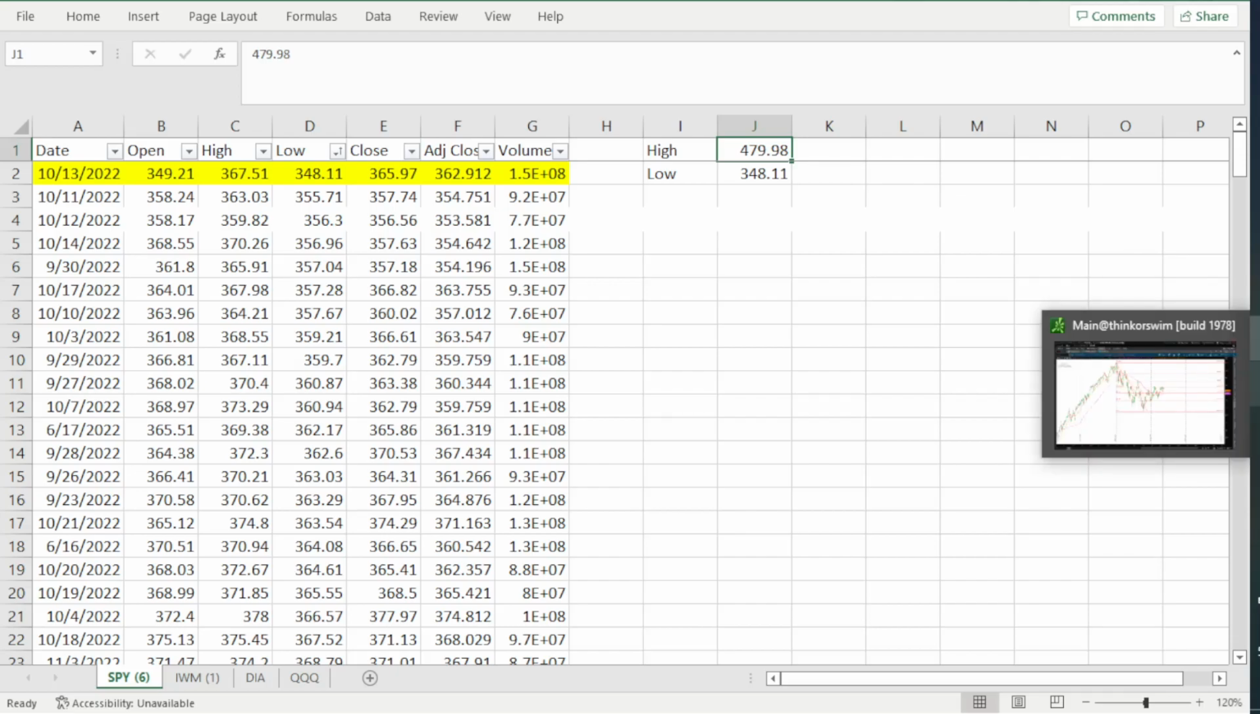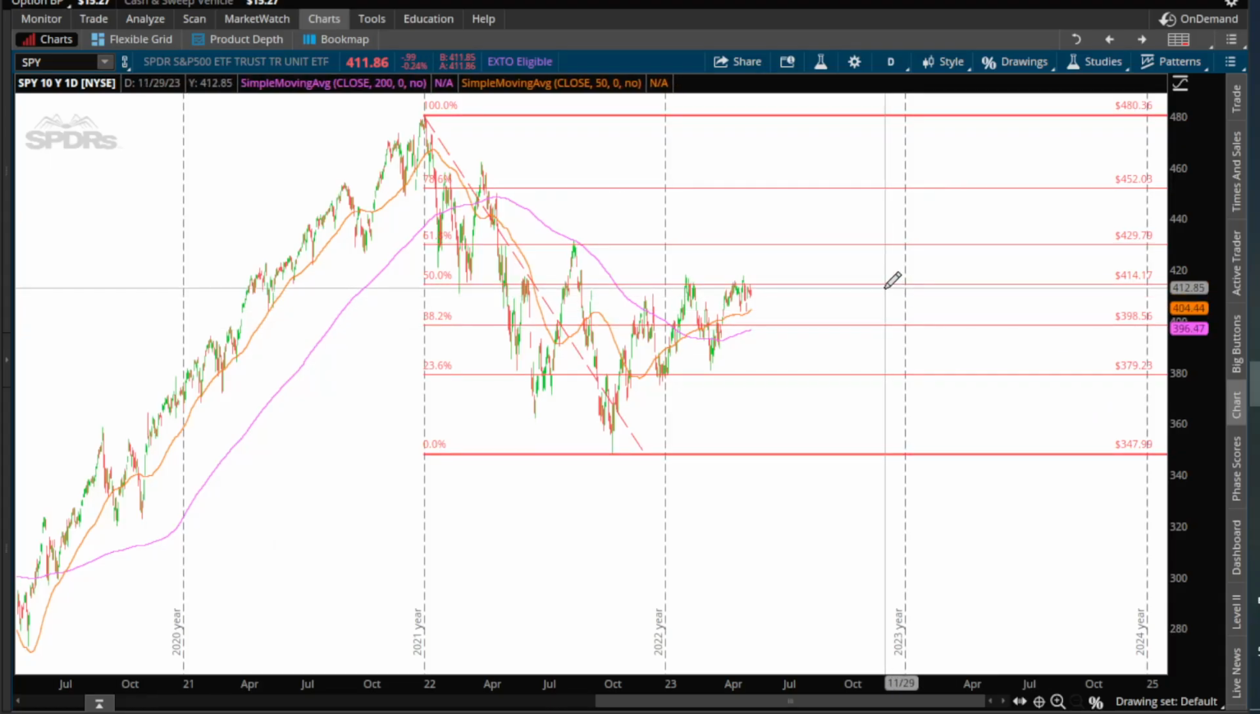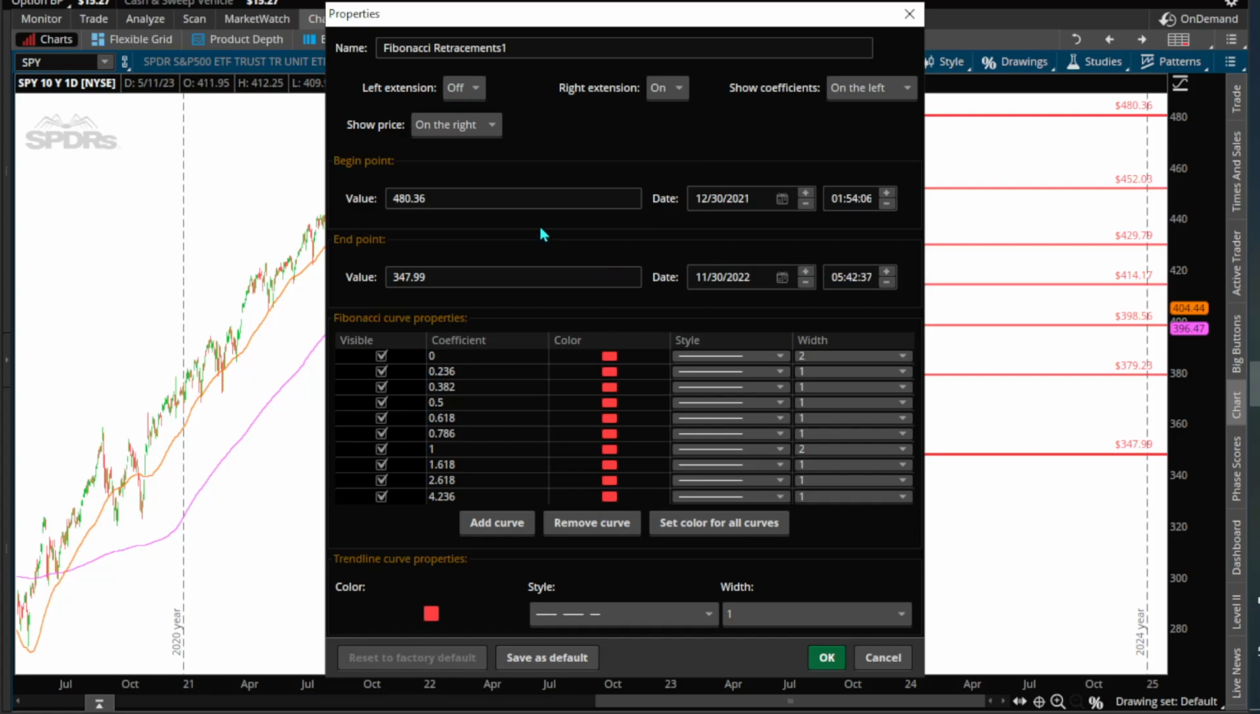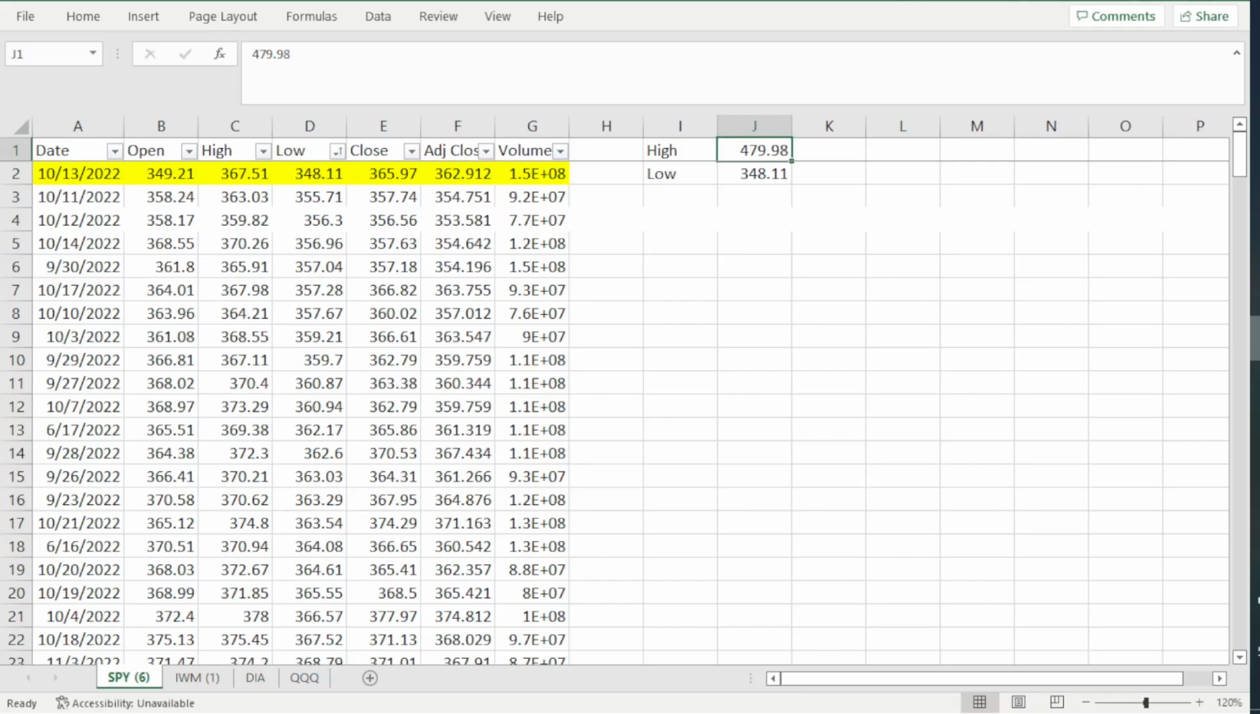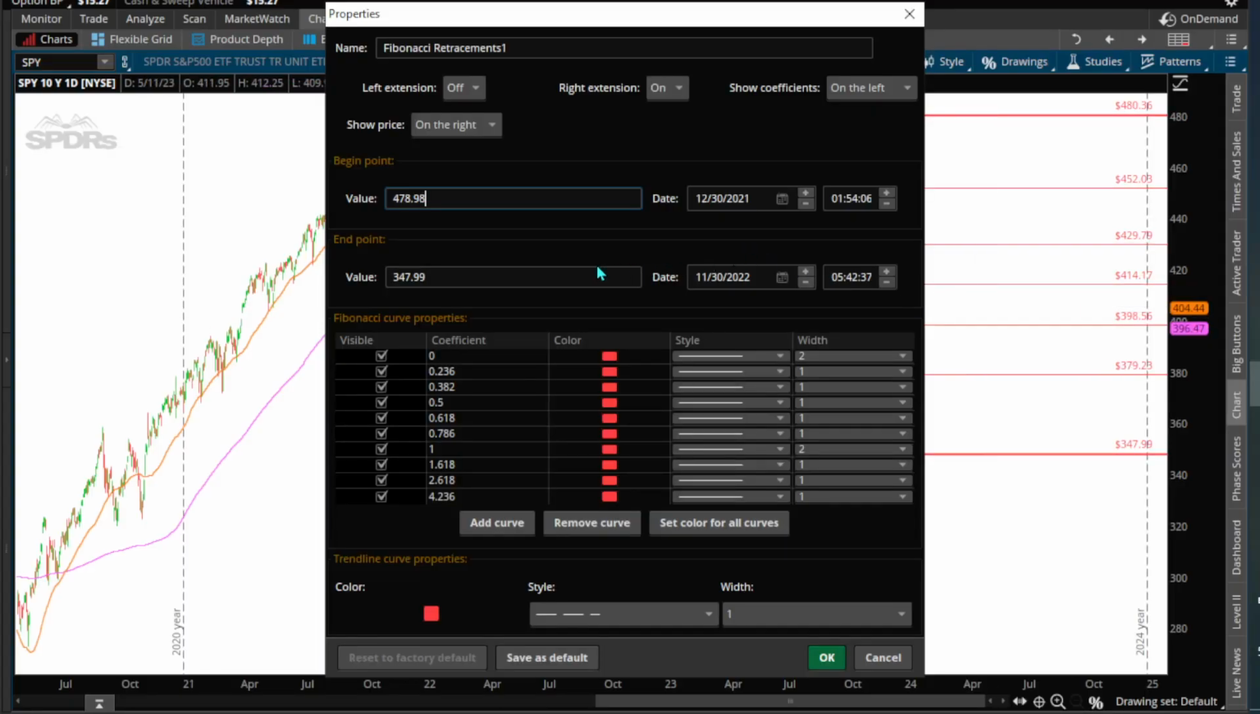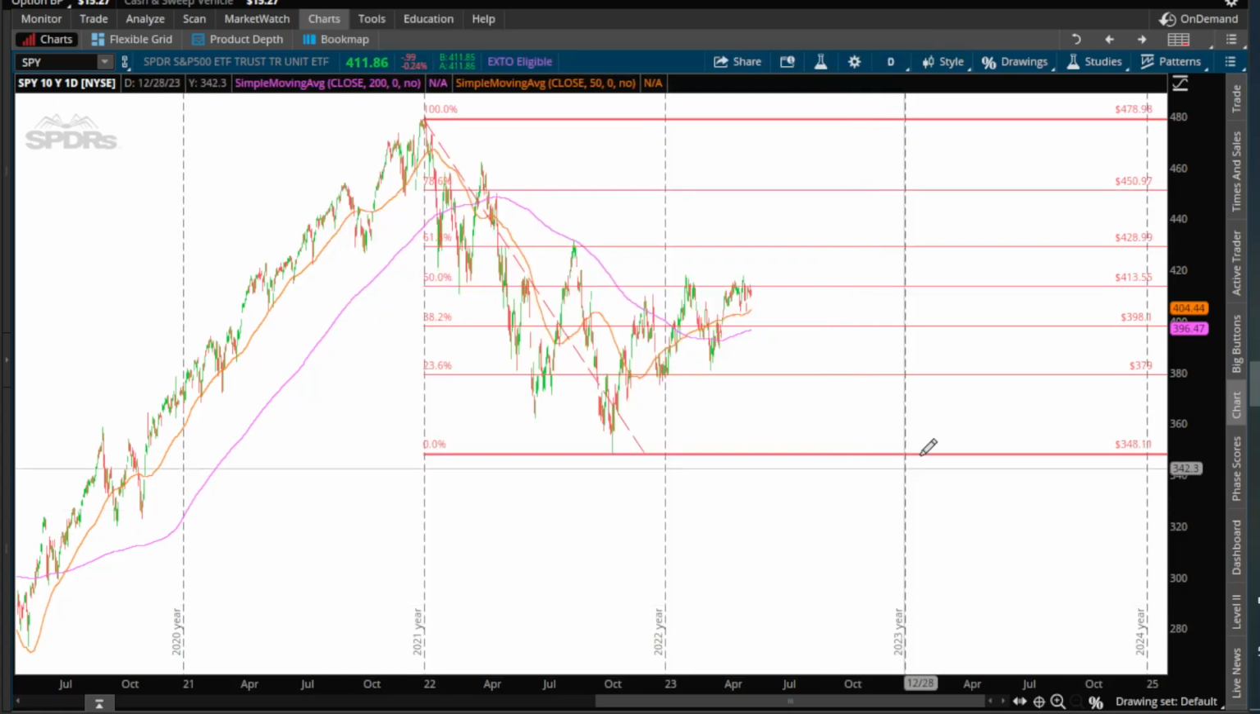So 479.98 for the high. So we're going to go ahead, edit properties, 479.98. What about the low? That's 348.11. And then we're going to go ahead and click OK.